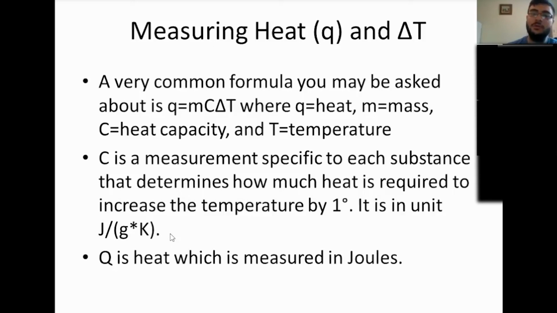For example, metals like iron are very easy to heat up. Iron is a very good conductor of heat, so it would have a very, very small heat capacity, maybe like 1. You only need 1 joule of energy per gram of iron to raise its temperature by 1. It's very easy to heat it up.